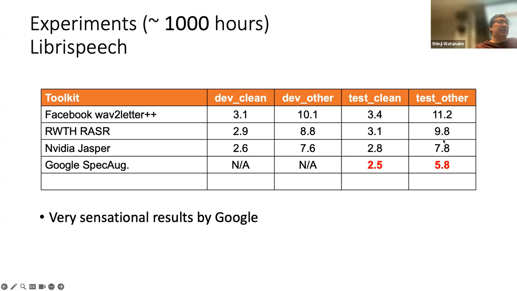And this is also the result that I showed before. Google's SpecAugment actually had the record number at that time in 2019, compared with all kinds of strong competitors. So SpecAugment actually made a big impact in the community, and right after that, many people started to use it as a standard technique.